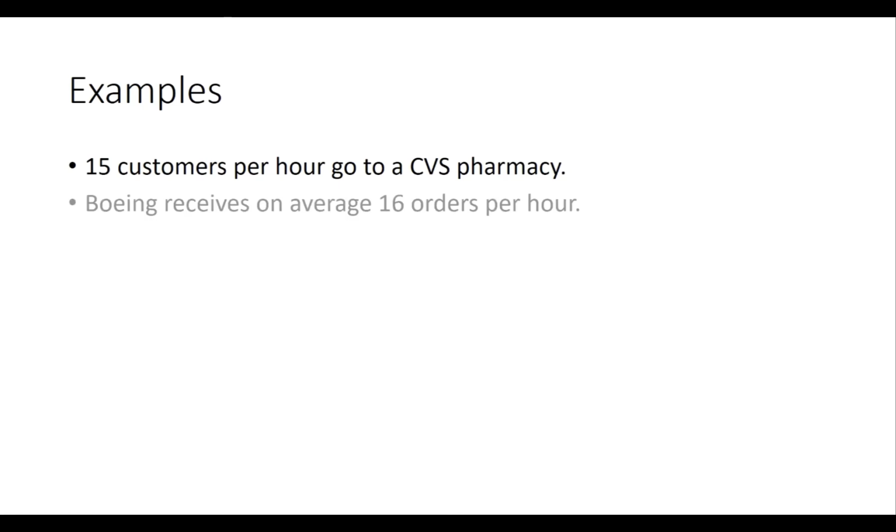Okay, let me go to the next one. Boeing receives on average 16 orders per hour. Tell me if it's related to the arrival process or service process, and what type of information is given to you? Well, it's related to the arrival process, and it was given the arrival rate. And that arrival rate is? The arrival rate is 16 orders per hour.